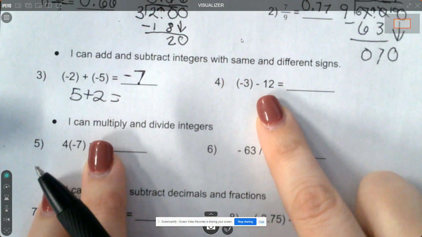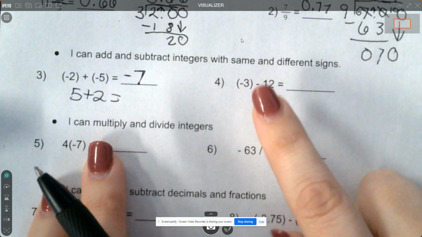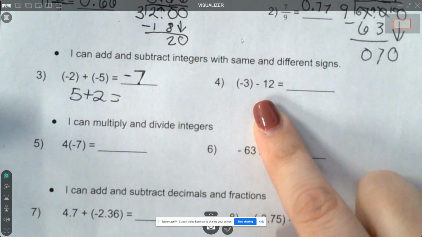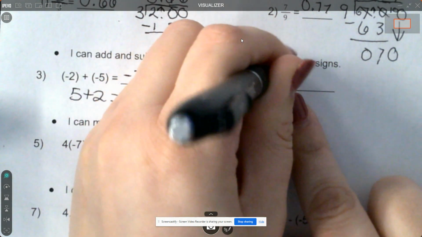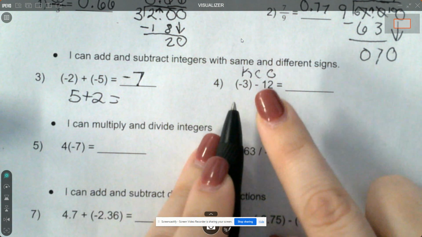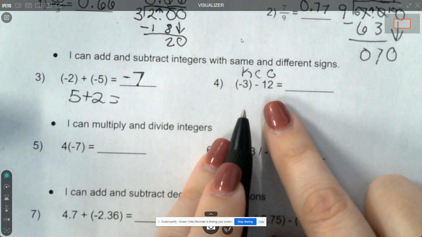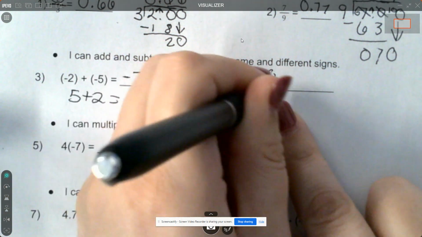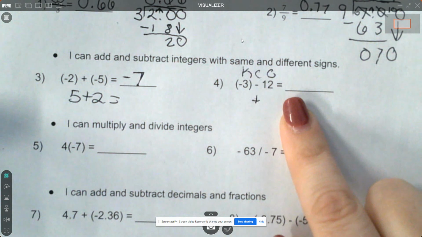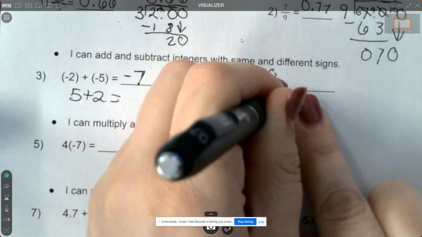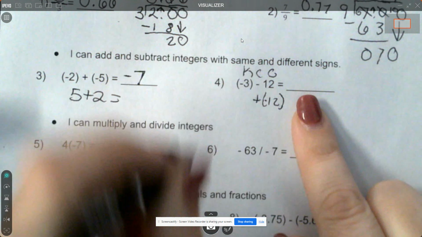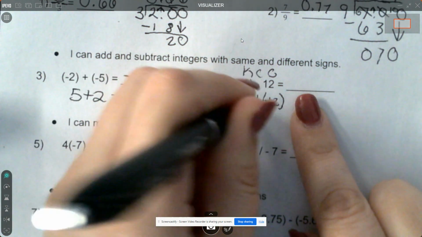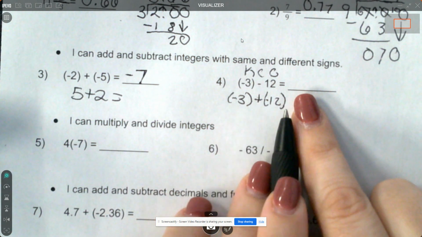This next one, though, it's a subtraction problem. So when you see a subtraction problem, what do you have to do to subtraction, Easton? Keep, change, change. How would I rewrite the problem after keep, change, change? What would it become? The subtraction sign becomes plus and the 12 is negative. What happens to the negative 3? Negative 3 stays the same. So now I have negative 3 plus negative 12.